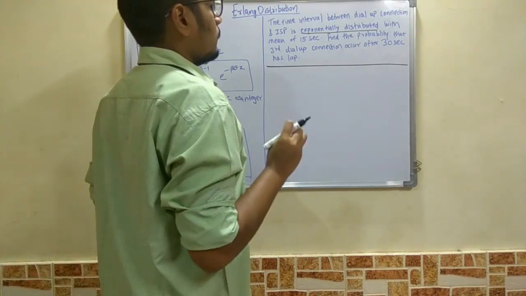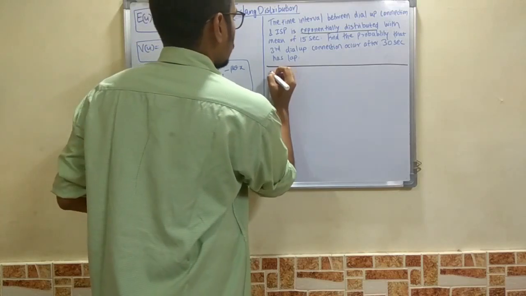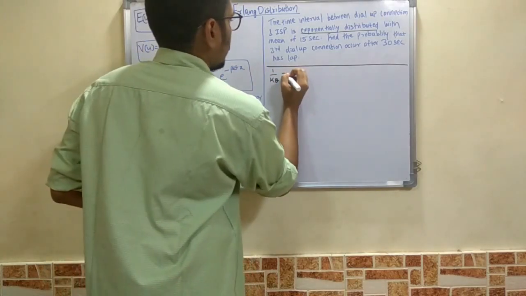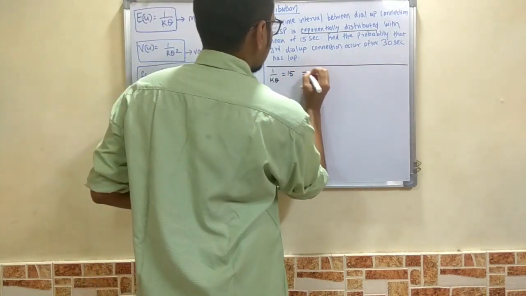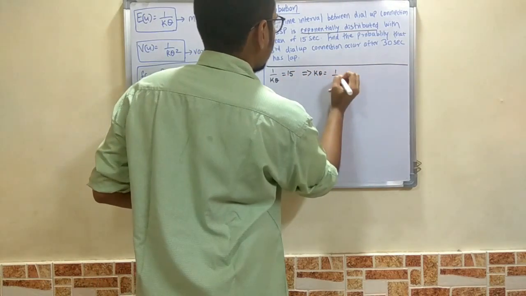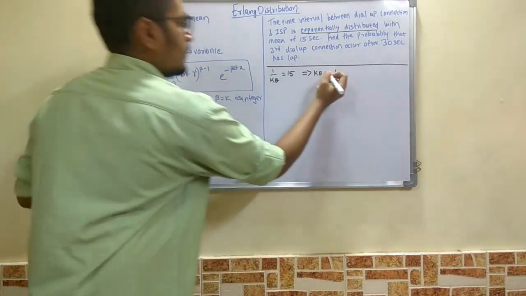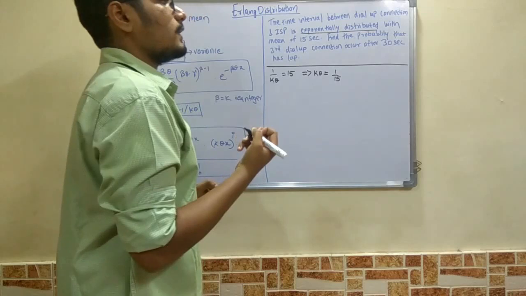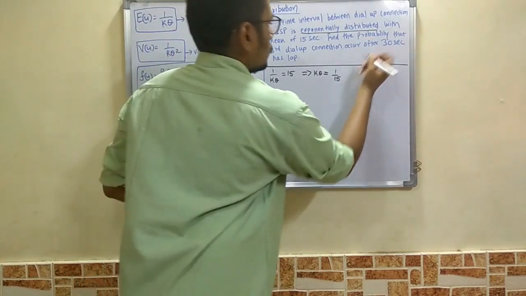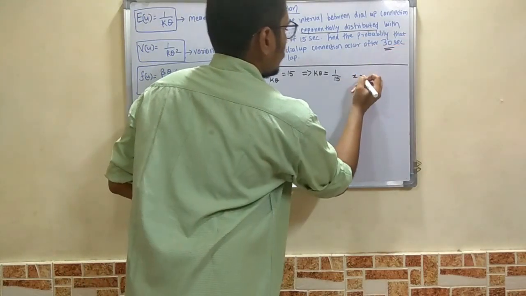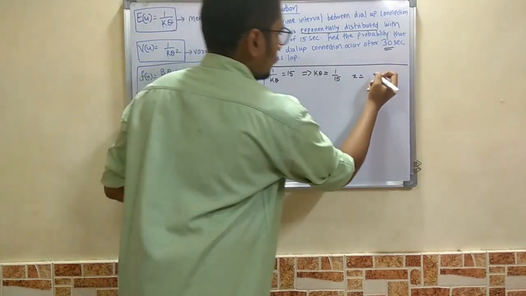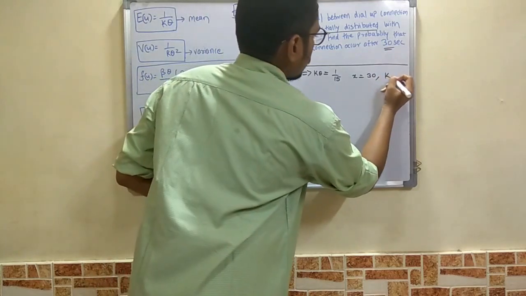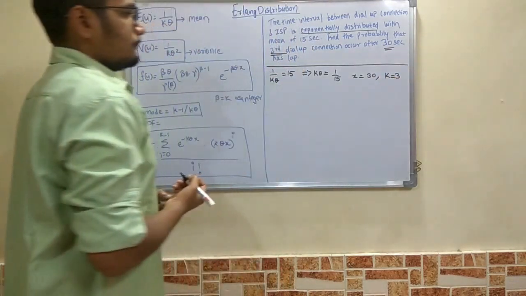So from the problem we have a mean of 15 seconds. The mean here is 1 upon k theta, which is 15, and so we write this equation as k theta is equal to 1 by 15. This will be very helpful in solving the problem. Next we have to find the probability that the third dial-up connection occurs after 30 seconds. So this 30 seconds would be our small x, that is x is equal to 30, and this third dial-up would be our constant, that is k is equal to 3.